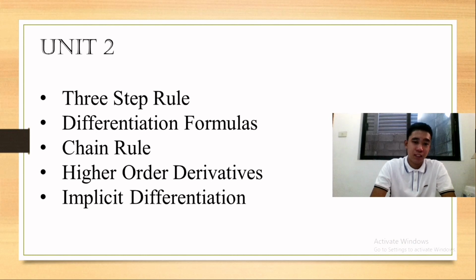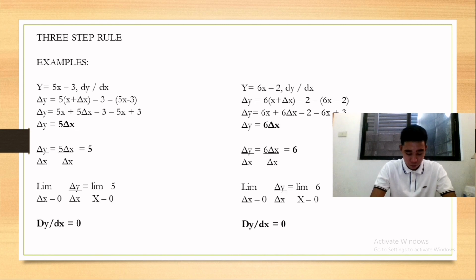Unit 2 covers the 3-step rule, differentiation formulas, chain rule, higher order derivatives, and implicit differentiation. Let's start with the 3-step rule. Step 1: perform delta y equals f of x plus delta x minus f of x. Step 2: divide the answer in step 1 by delta x. Step 3: set the limit as delta x approaches 0.